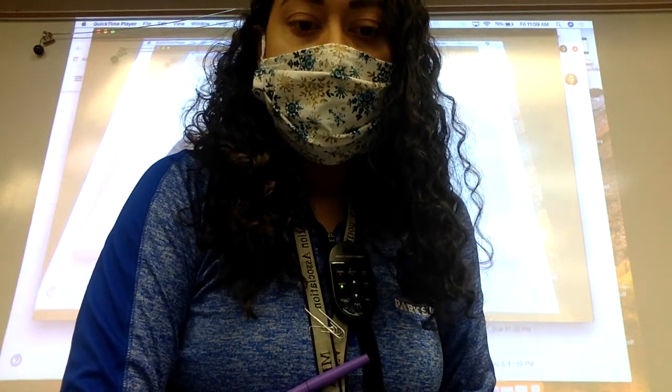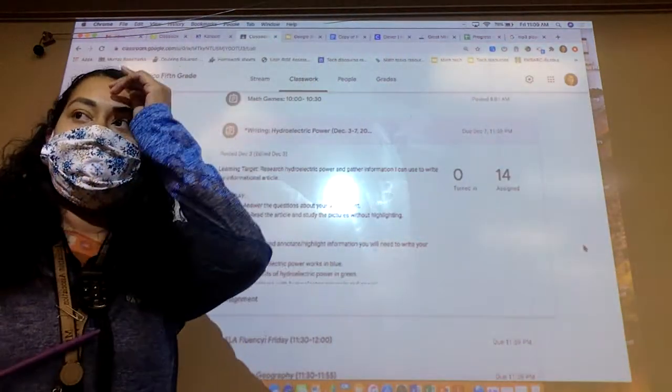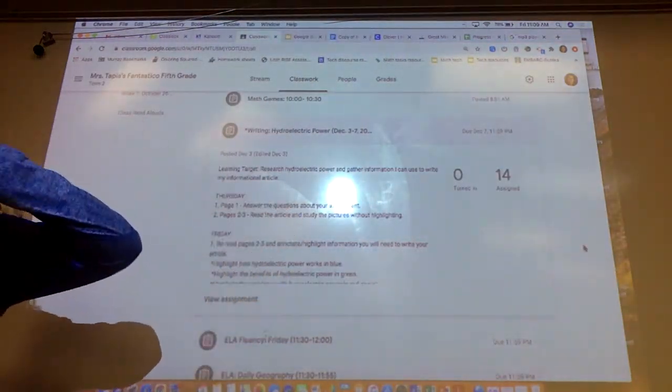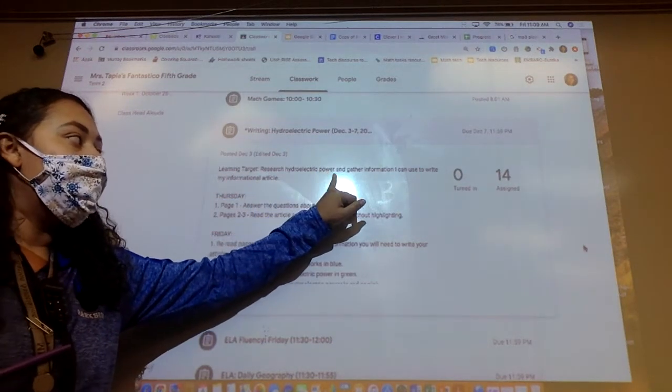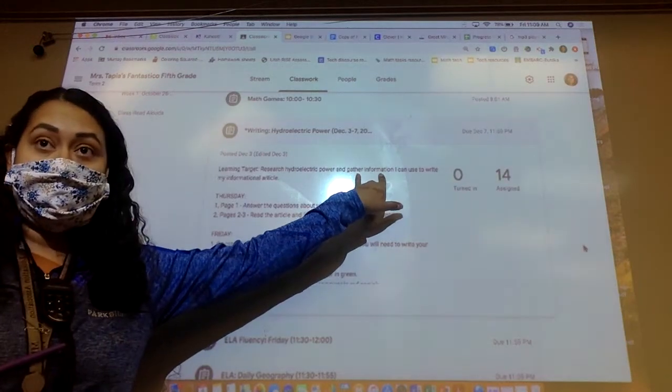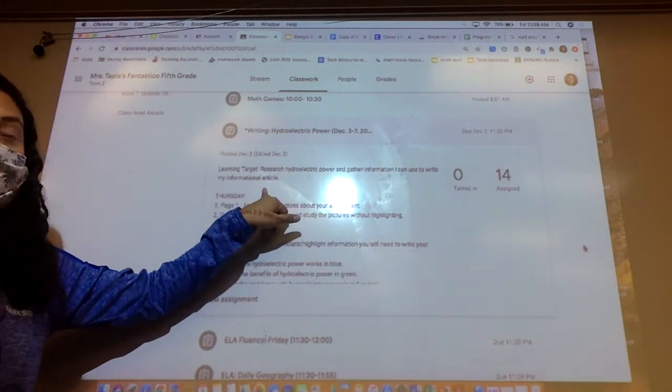Okay, so we are doing our writing on hydroelectric power. Our learning target is: research hydroelectric power and gather information I can use to write my informational article.